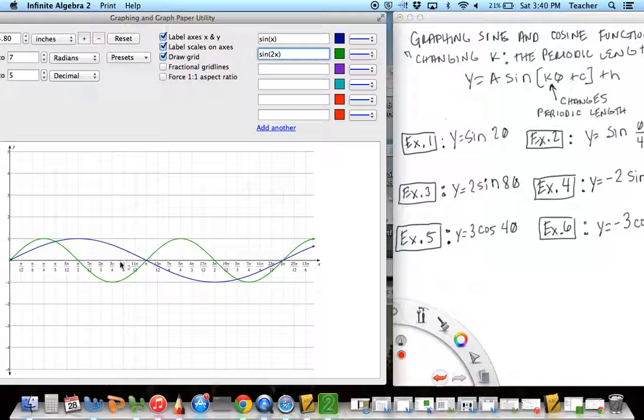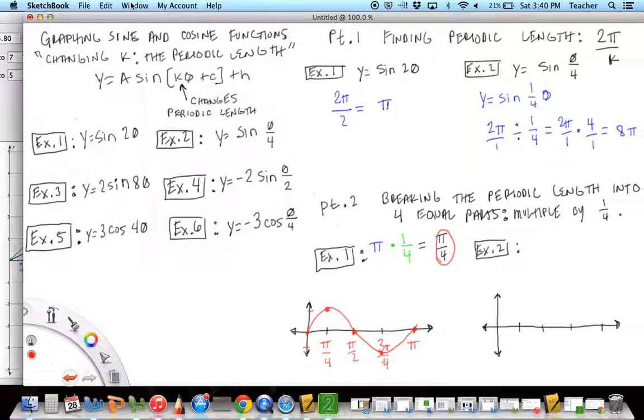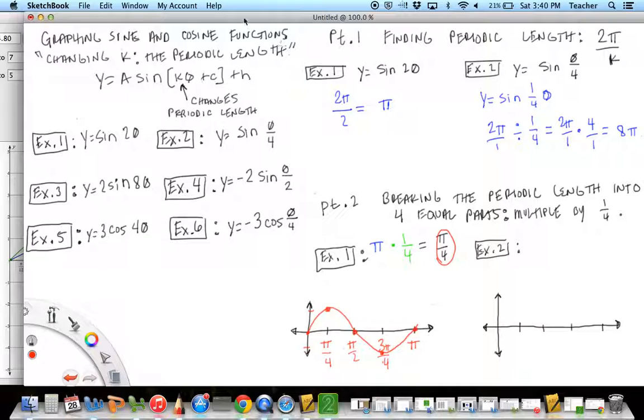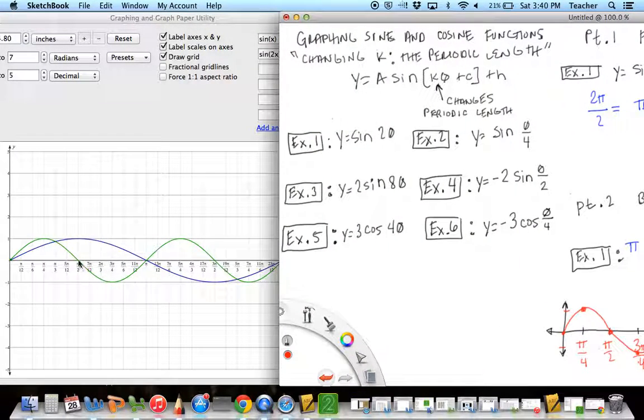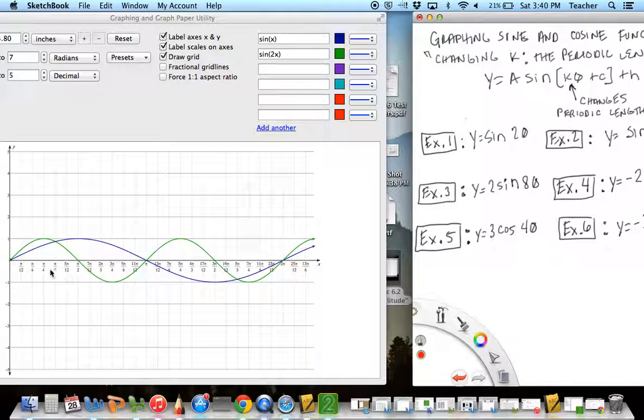Also take a look at where it goes through. At pi over 4, it hits its highest point. If I go back to my graph, pi over 4 hits its highest point. It goes to the midline at pi over 2, hits its lowest point at 3 pi over 4, and back through at pi. This gives a perspective of what periodic lengths are. Notice how it does one whole periodic length, then repeats the same exact image, and so on. So it compresses like a slinky in a way.